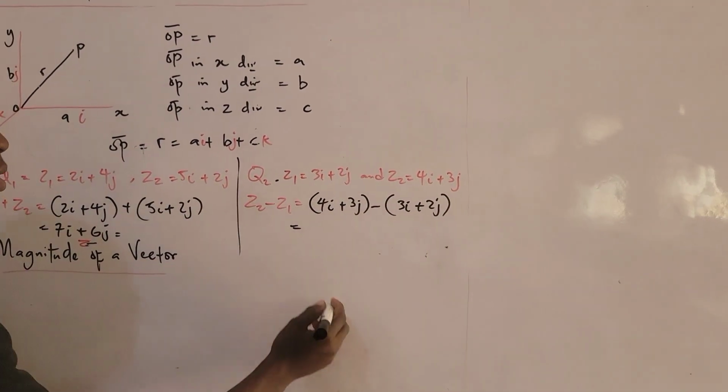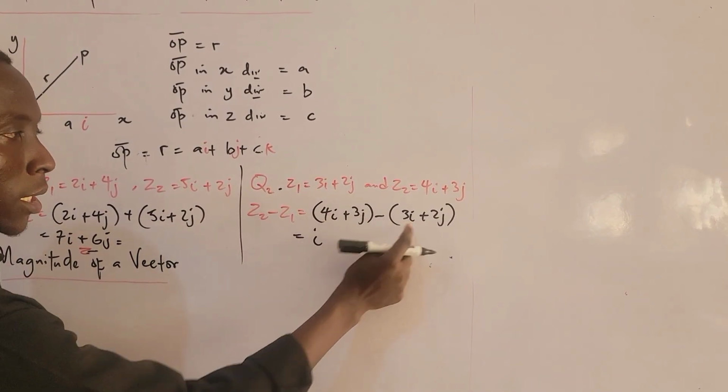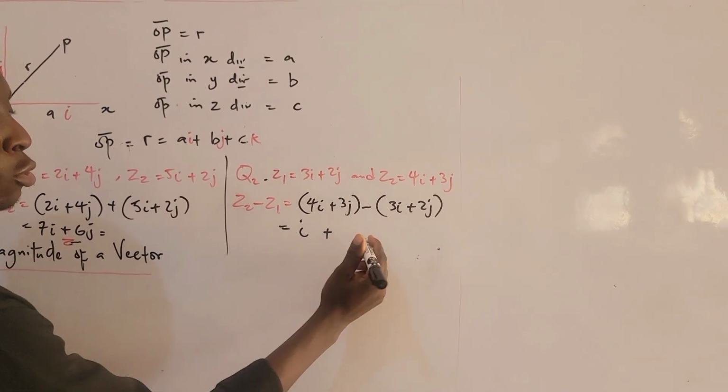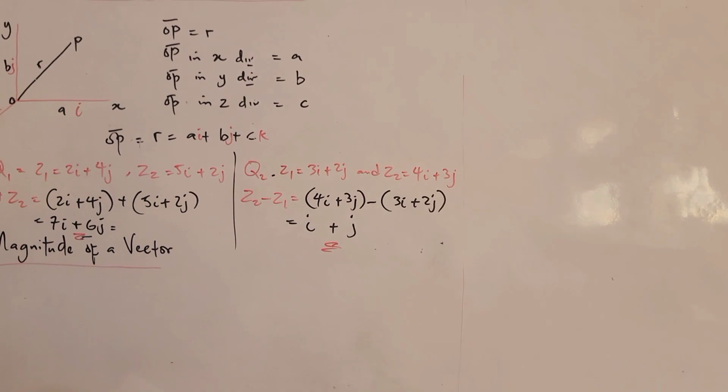So 4 minus 3 will be 1. That's 1i, which you can also write as i. So 4 minus 3. Then we have plus. Bring your plus here. Then 3 minus 2, which is also 1. So we write it as j. So our answer here is i plus j.